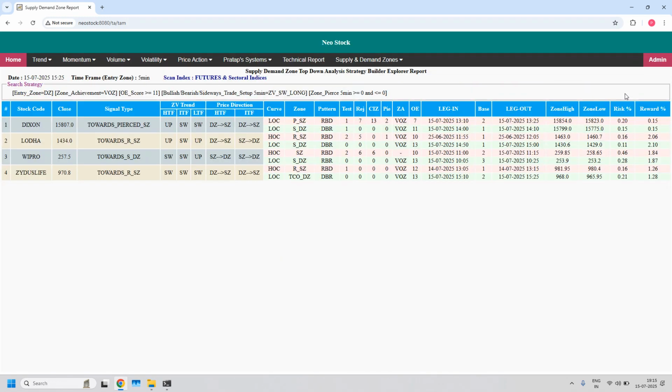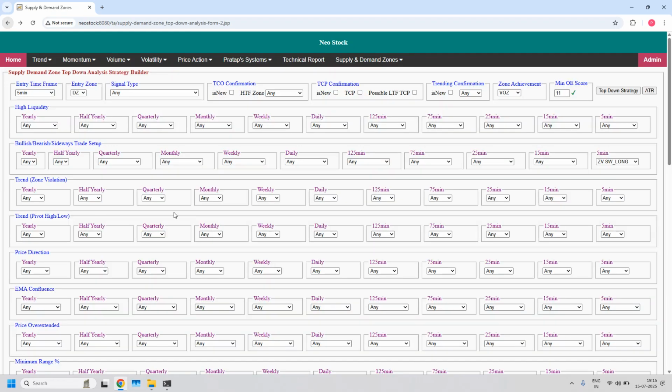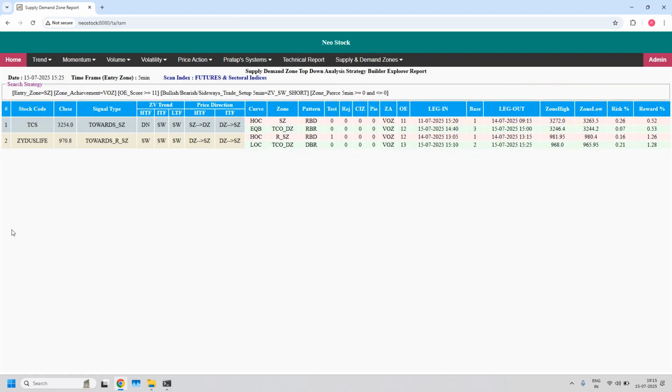With these filters we got 4 stocks supporting sideways long trade setup for hourly income trade, and entry time frame zones are 5 minutes demand zones. Next, sideways short trade setup. Entry zone is 5 minute supply zone, and here sideways short trade setup. We got 2 stocks, and entry time frame zones are 5 minute supply zones.